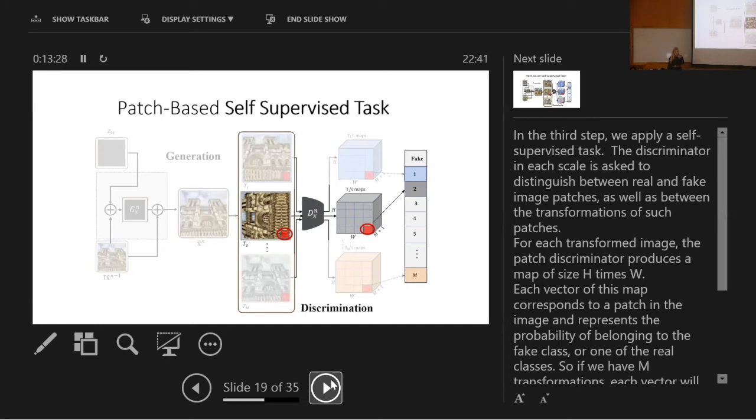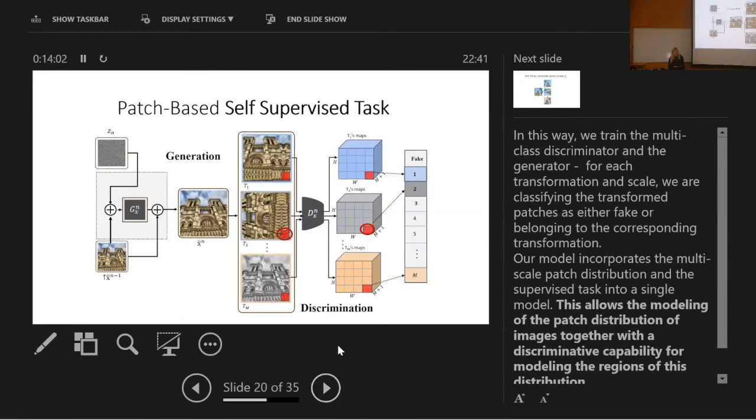So if you, for example, look at the second transformed image, if it was a real image, the discriminator is optimized to classify all of its patches as belonging to class 2, because it's the second transformation. But if it was a generated image, it should give it the fake class. And in this way, the discriminator should classify for each transformation the patches corresponding to that transformation. And in this way, it will be aware of the transformation.